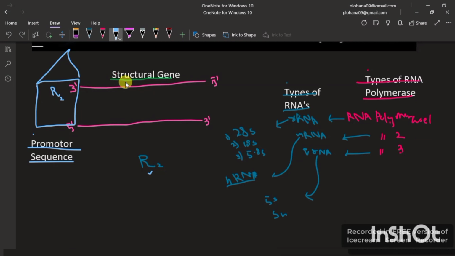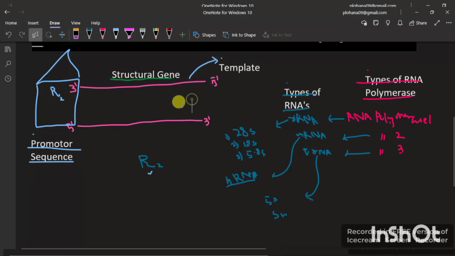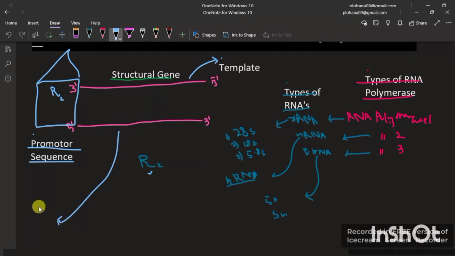Now let me tell you the position of this promoter sequence. So first of all, we need to give the names. Like if promoter sequence is on the 3' end, so that 3' end would be what? Would be the template strand. So let me write here. It would be what? It would be template strand. If this is template strand, then this would not be template strand. We know that. So this would be non-template strand.